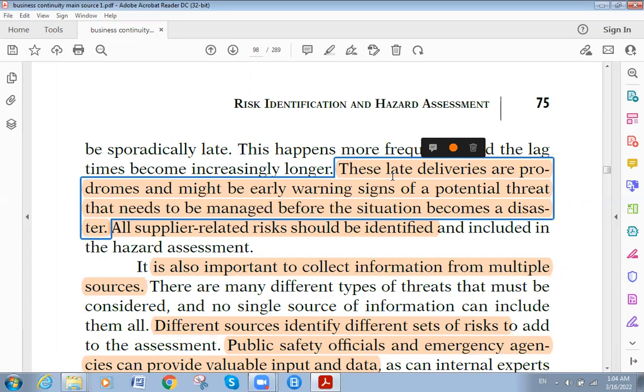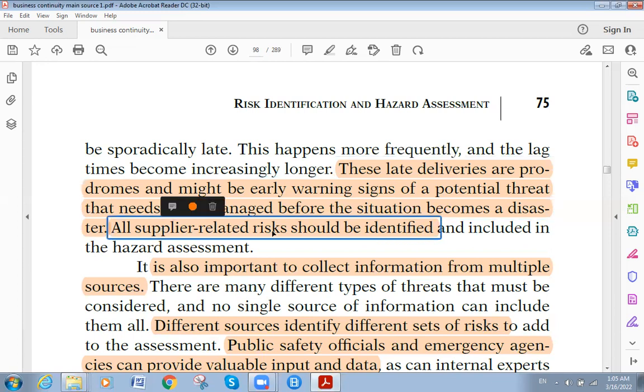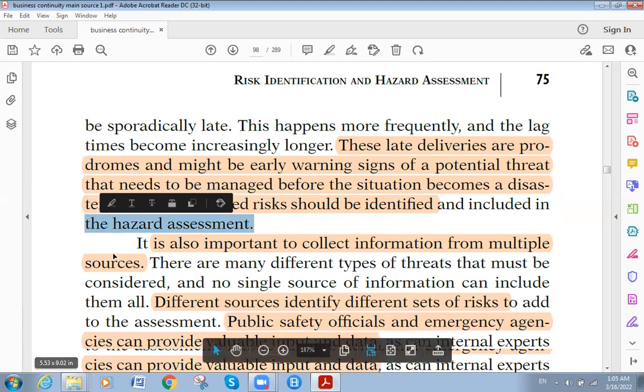and this problem is repeated, not only once, then in that case I have to look at and assess this hazard. I will assume it is a risk, and I have to deal with it as a risk because these late deliveries might cause me problems in the future. So all supplier-related risk should be identified and included in the risk hazard assessment.